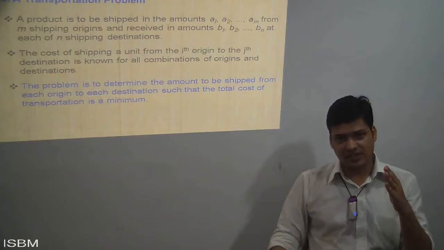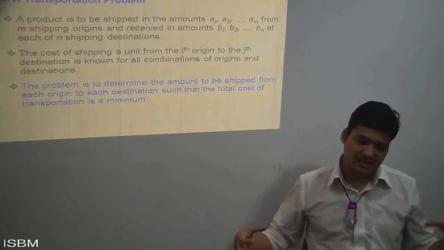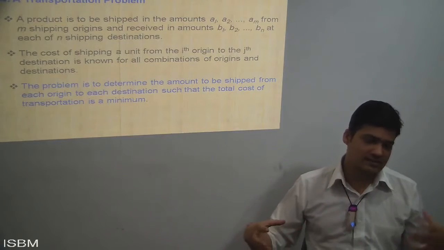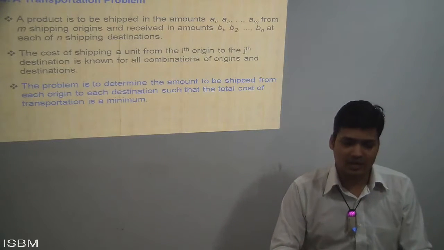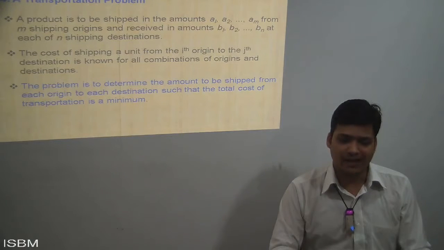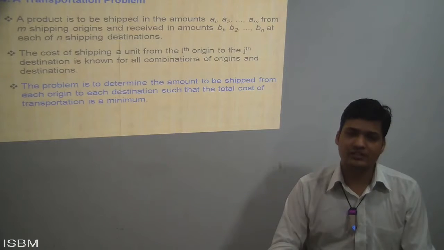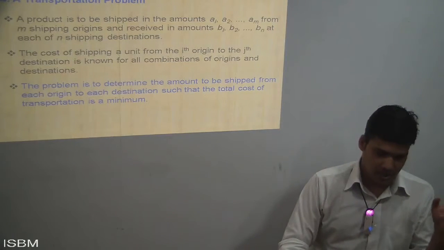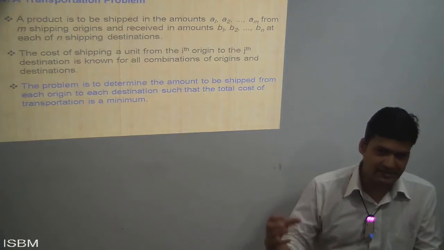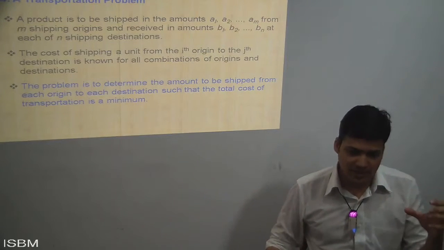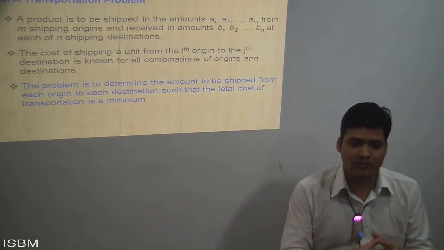It's like A1, A2, A3 up to Am we are sending, and B1, B2, up to Bn we are receiving. So sending and receiving, there are two. Shipping cost is also involved in the transportation problem. The cost of shipping a unit from the ith origin to the jth destination is known for all combinations of origin and destination. So shipping from the ith origin and receiving at the jth destination, for all combinations.